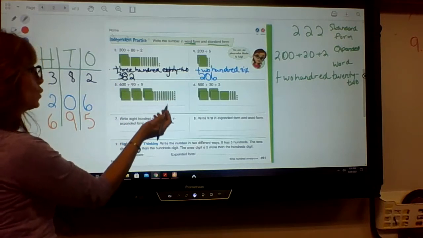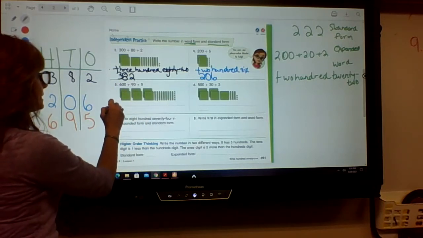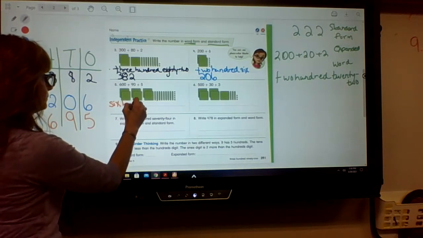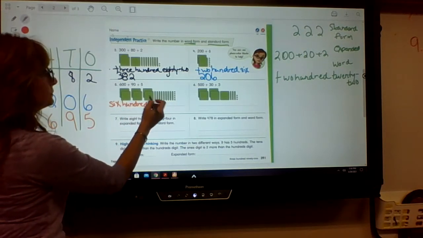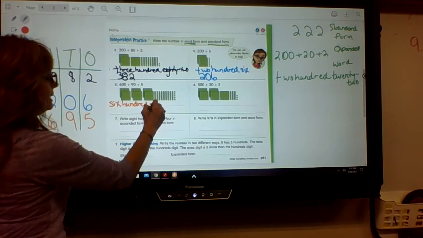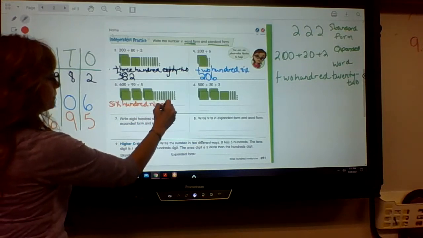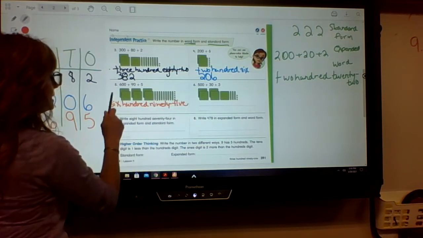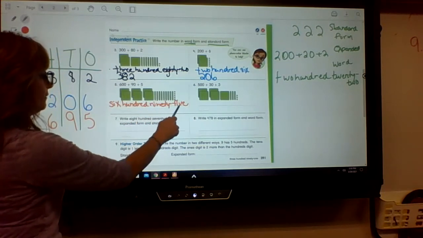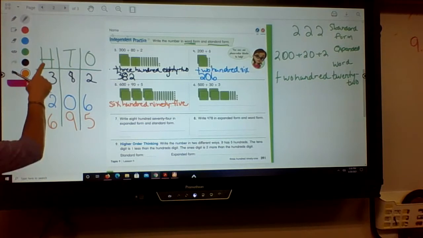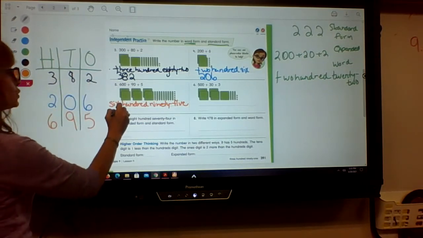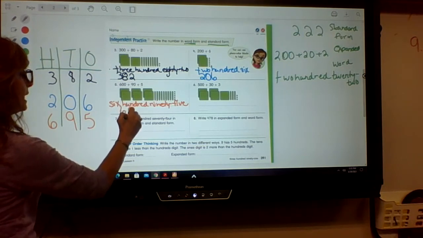Now let's do word form. 600 95 five. 695. So think about the numbers. There's 600, there's 9 tens, and there's 5 ones, which means 695.